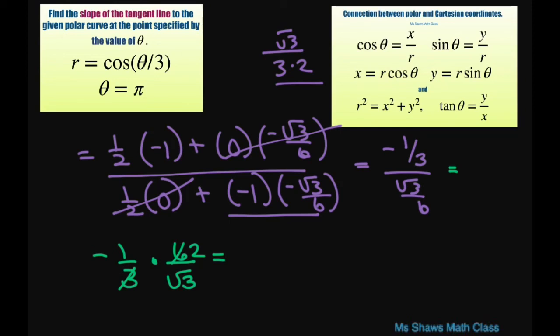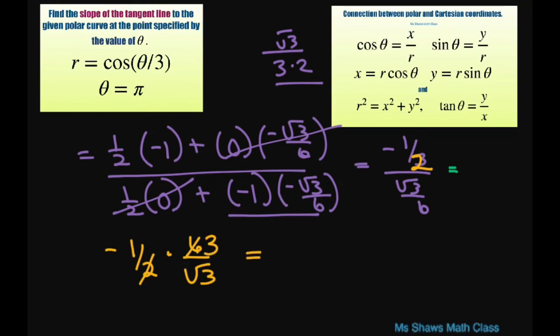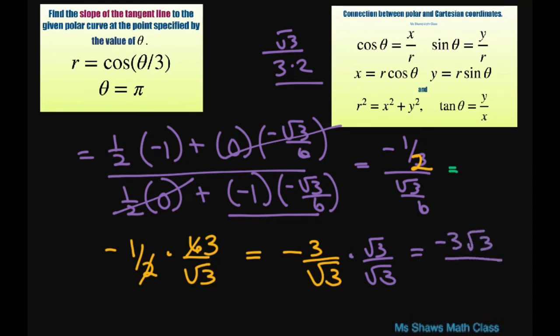Let's see, this was 1/2, sorry. 1/2. All right, sorry about that. So negative 1/2 times 6 divided by square root of 3. So 2 goes into 3 3 times. So we're going to get negative 3 divided by square root of 3. You can leave it like that or rationalize the denominator. That gives you negative 3 square root of 3 divided by 3. The 3's cancel out. So the slope of the tangent line is going to be negative square root of 3.